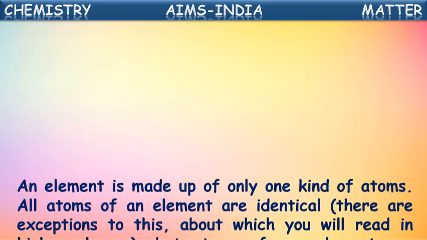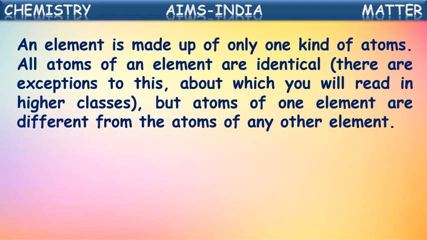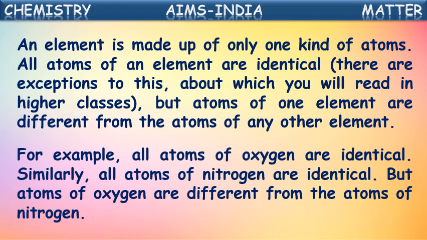Let us see. An element is made up of only one kind of atoms. Yes, already we know this. All atoms of an element are identical. If you take the element iron and divide it into iron atoms, all those atoms are iron atoms only. Means the atoms of an element are identical. But atoms of one element are different from the atoms of another element.